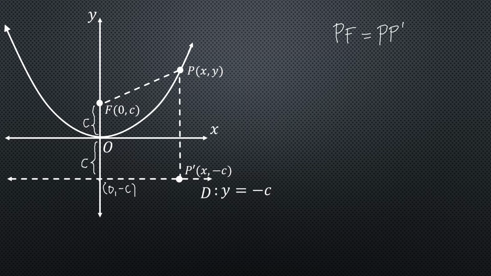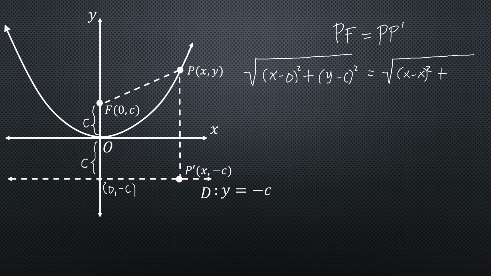Using the formula for the distance between 2 points, for PF, we will have the square root of x minus 0 squared plus y minus c squared, and for PP prime, we will have the square root of x minus x squared plus y minus negative c squared, that will be y plus c squared.